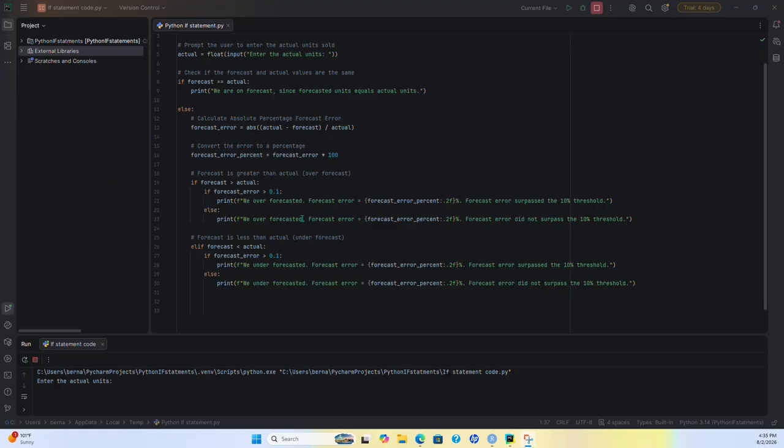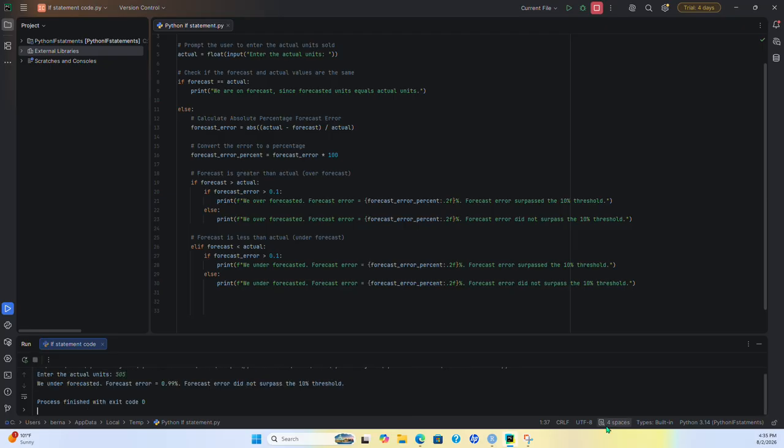And now that we have our code set up, I will use the example from the assignment, which was 505 units, and we should receive our message saying that we under forecasted by less than a 1% error, and the forecast error did not surpass our 10% threshold.